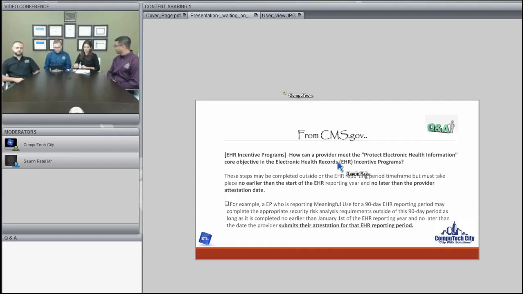And the question states, how can a provider meet the protected health information core objective in the EHR incentive program? And the question we were asked was, what's my timeline? When do I have to do a security risk assessment? So the answer from cms.gov is these steps may be completed outside the EHR reporting period time frame, but it has to be no earlier than the start of the EHR, obviously, because you want to make sure that during the time you reported your numbers that you had a security analysis done and your patient data was secure. And no later than the reporting provider attestation date.